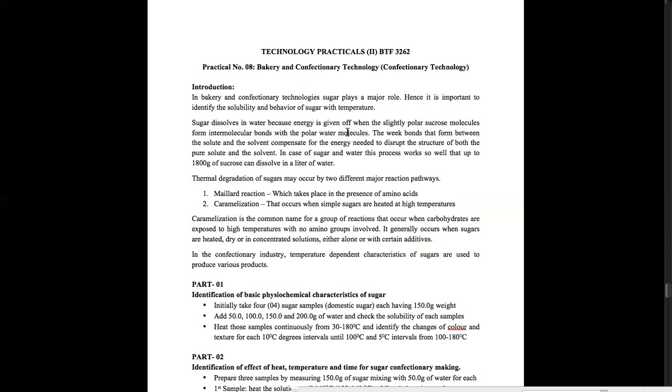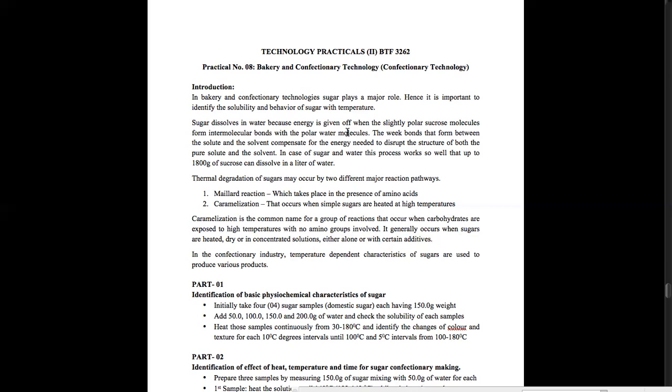Do you have an idea about how many grams of sugar we can dissolve in water? We can dissolve around 1,800 grams, which means 1.8 kilograms of sugar in 1 liter of water, right? So we can dissolve up to 1.8 kilograms in 1 liter. If we exceed the amount, then you can observe precipitation, right? After saturation, you can see sugar goes down, and you can see precipitates there.